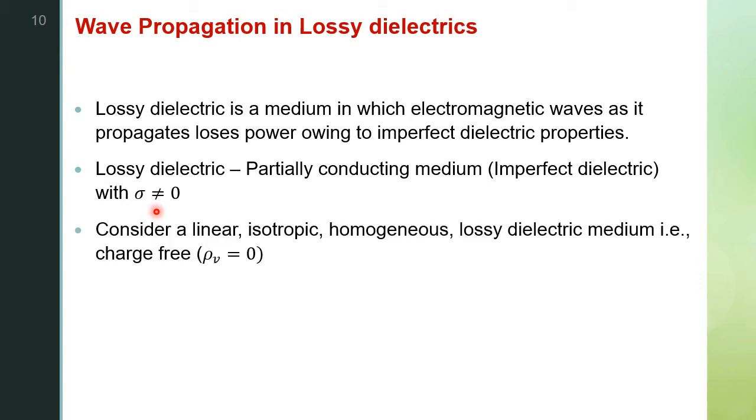Now we are considering a linear, isotropic, homogeneous, lossy dielectric medium. Linear means the properties are uniform throughout. Isotropic and homogeneous means the permittivity is a constant value throughout the medium. And this medium is assumed to be charge free. That is, the value of volume charge density will be equal to 0.